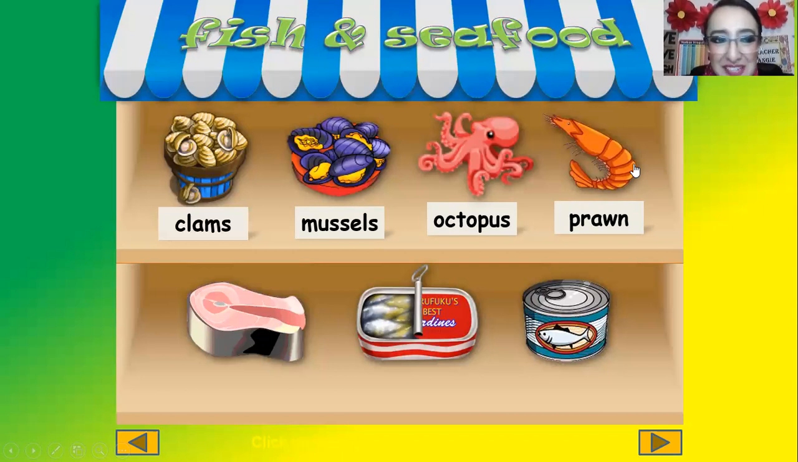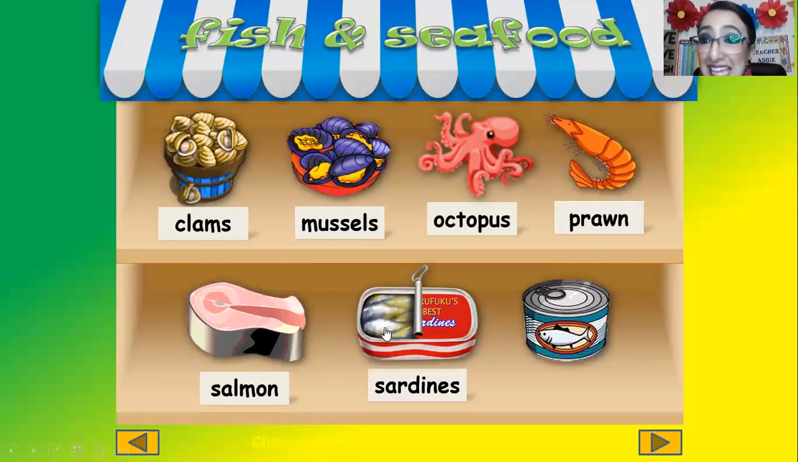Es una, bueno, se le conoce como gamba, ¿no? Es el camarón, es la gambita, ¿no? También al camarón se le conoce como shrimp, S-H-R-I-M-P, shrimp. This is the salmon, delicious. Next to the salmon, sardines, the sardines. And next to the sardines, we have the tuna or tuna fish, el atún. Good.